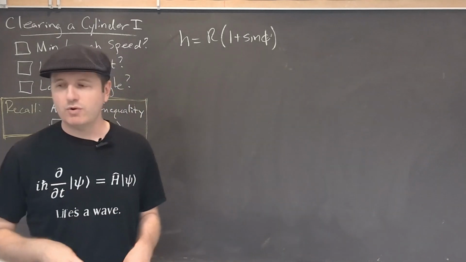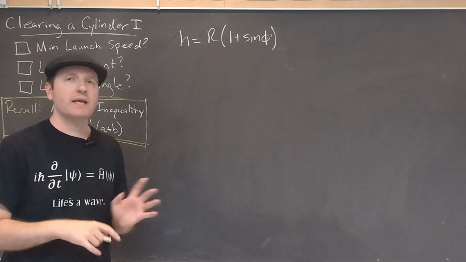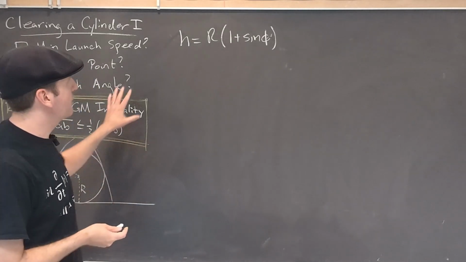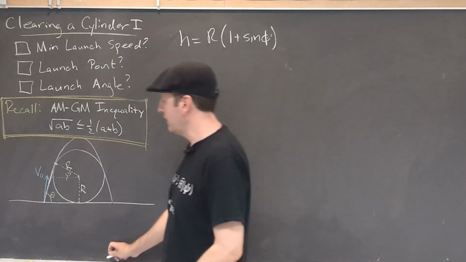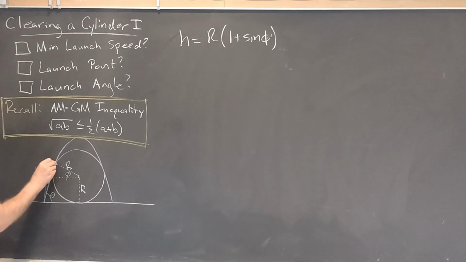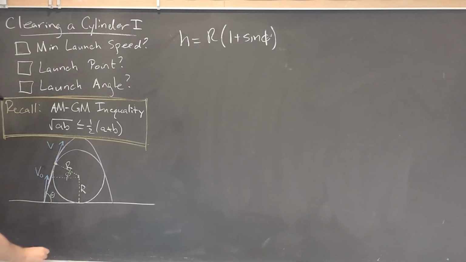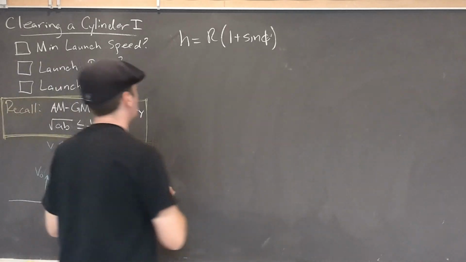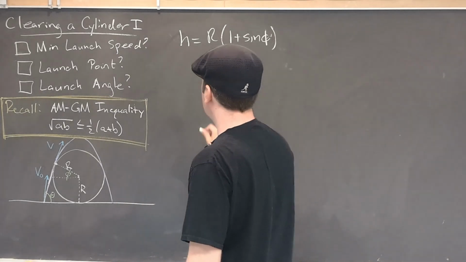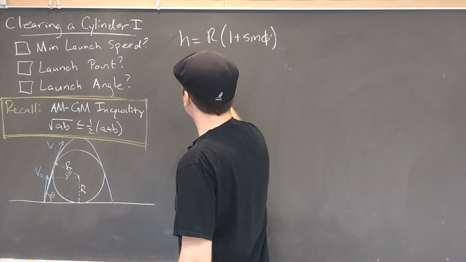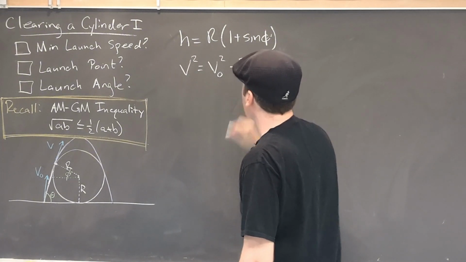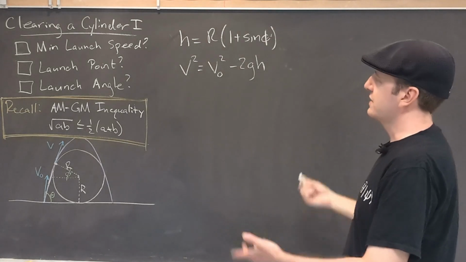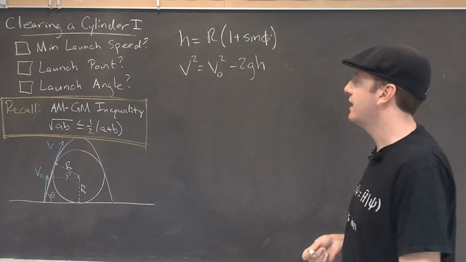Or I guess more specifically, let's use energy conservation to figure out the relationship between h and some of these speeds. In other words, I would love to know what the speed of the projectile is here. I'll call it v to distinguish it from v naught, the launch speed. So relating those two can come directly from energy conservation. We know that v squared will be v naught squared minus 2gh. This also comes from kinematics, so however you want to get to that is up to you.